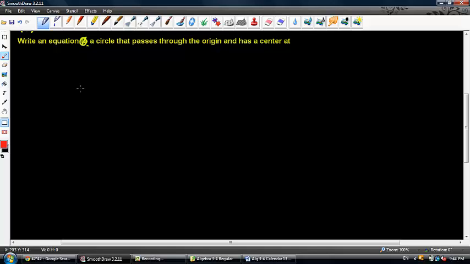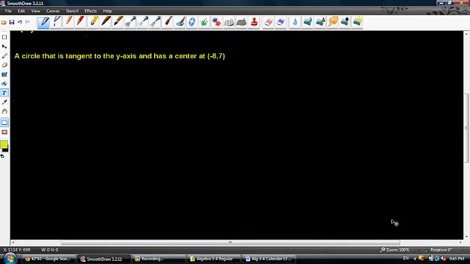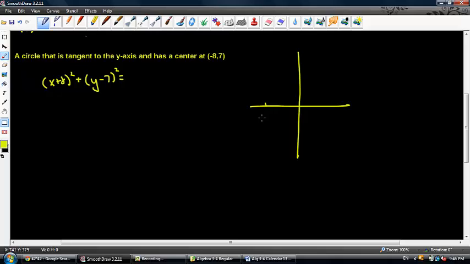47 is a similar problem. It's telling you a circle is tangent to the y-axis and has a center at -8, 7. Let me pause and type that down real quick. Okay, we finally have the problem written down. Let's write down what we know, though. The circle that has a center of -8, 7, well, we know that's opposite intuition. That's x plus 8 squared plus y minus 7 squared equals, let's say r squared for now. We don't know what's going to go in there. But we do know that it has its center at -8, 7.